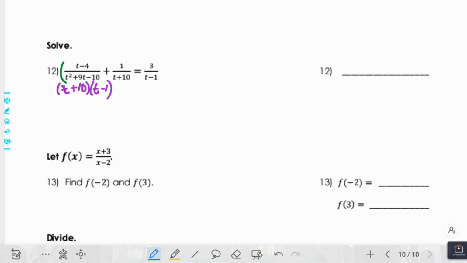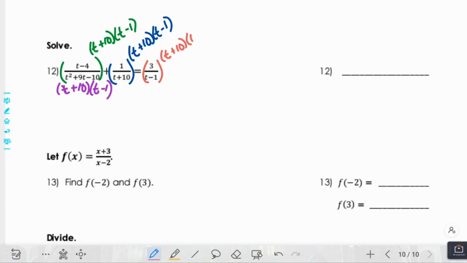So multiply your first term times t plus 10, t minus 1. Just like we did on question 2. Multiply your second term by your t plus 10 and t minus 1, because that's our common denominator. Multiply your last fraction by t plus 10 times t minus 1. Now go through, cross out what you have in common. So in our first one, the green and purple one, I have a t plus 10 and a t minus 1. I am left with t minus 4.